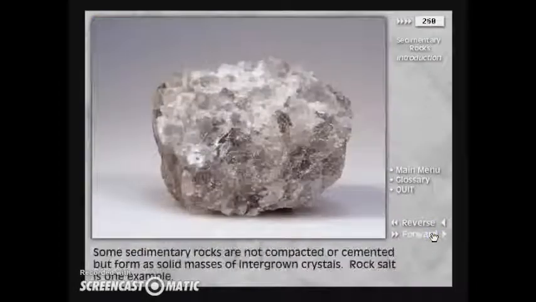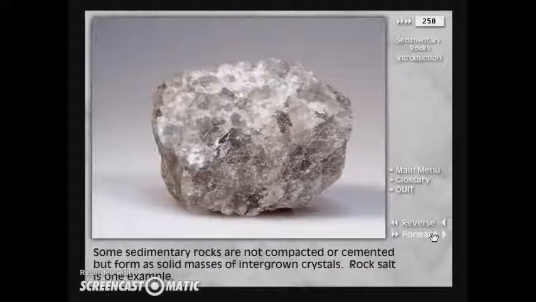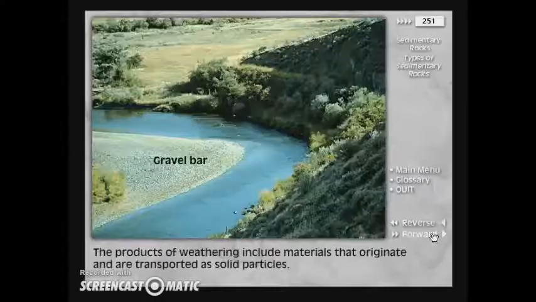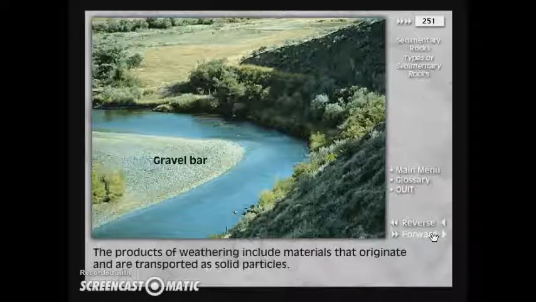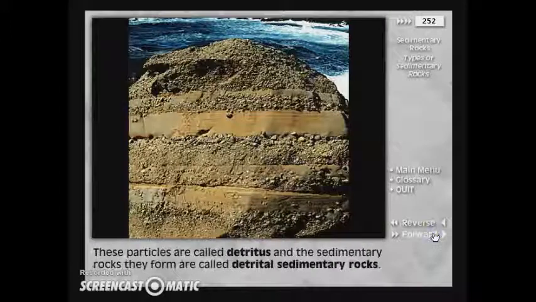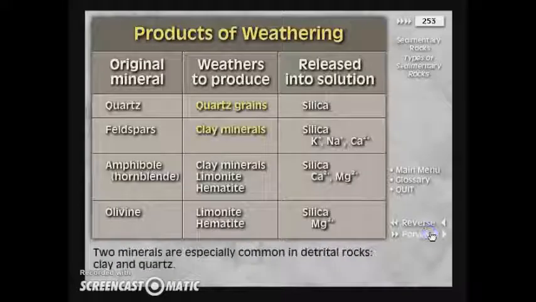Some sedimentary rocks are not compacted or cemented, but form as solid masses of intergrown crystals. Rock salt is one example. The products of weathering include materials that originate and are transported as solid particles. These particles are called detritus, and the sedimentary rocks they form are called detrital sedimentary rocks. Two minerals are especially common in detrital rocks, clay and quartz.